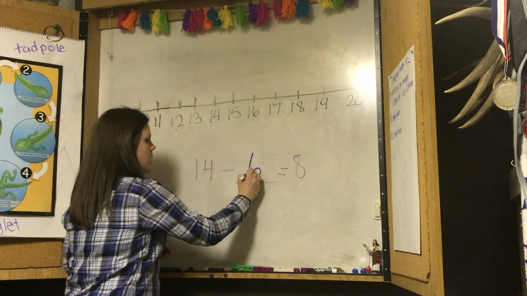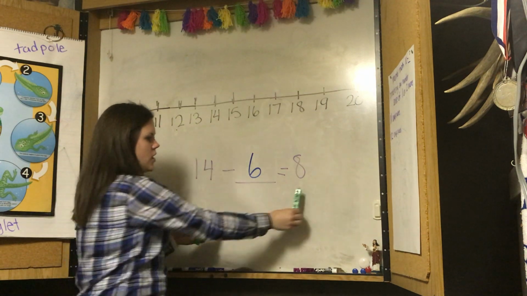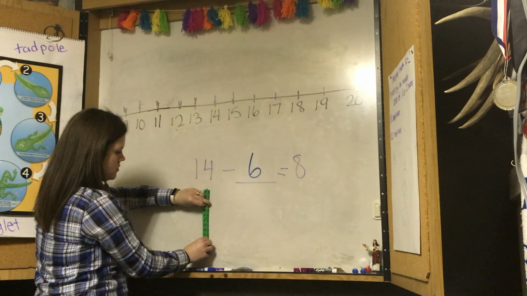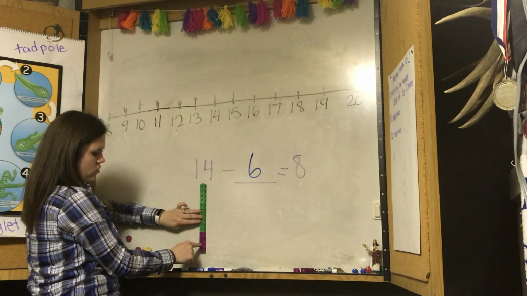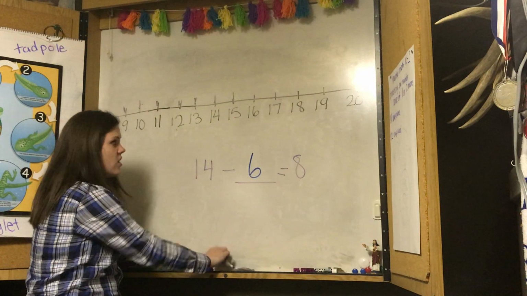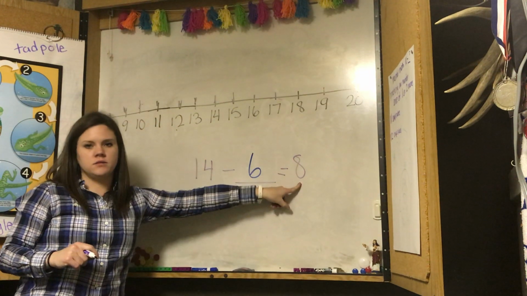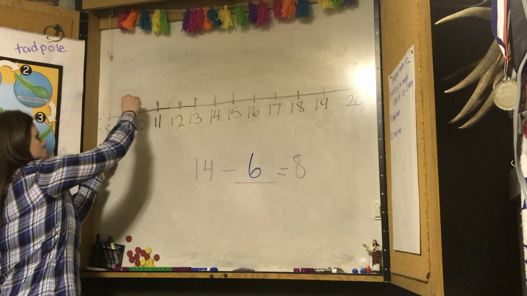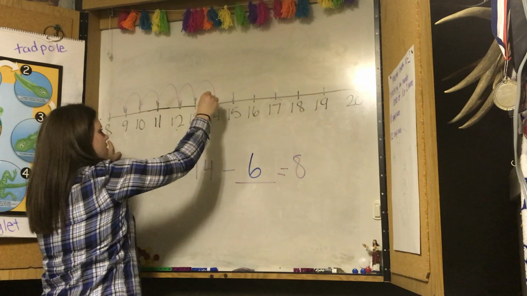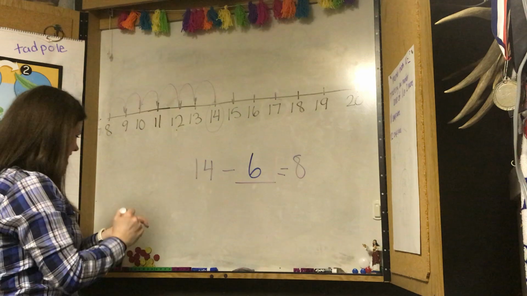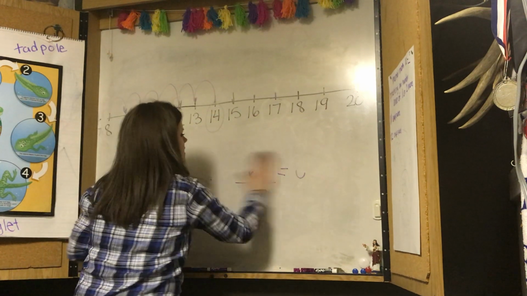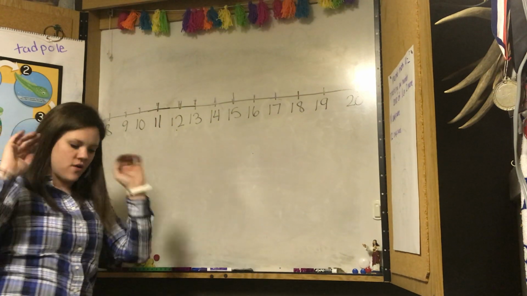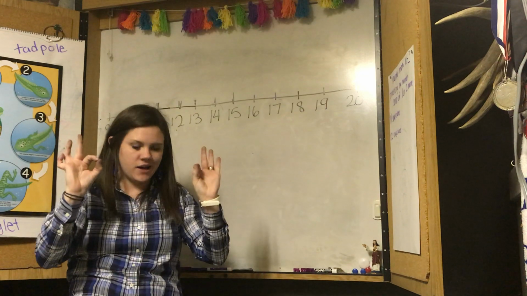14 take away 6 is 8, right? Here's my 8, that's that part. Here's my 6, that's that part. And the whole is 14. I have 10, 1, 2, 3, 4. But let's check on our number line to make sure. I'm going to start here. This is how many hops. This is where I stop. Ready? 8. 1, 2, 3, 4, 5, 6. We were correct, guys. Awesome, awesome. You are rocking this. Math is so much fun. I know sometimes it's a little hard, but it is so much fun.